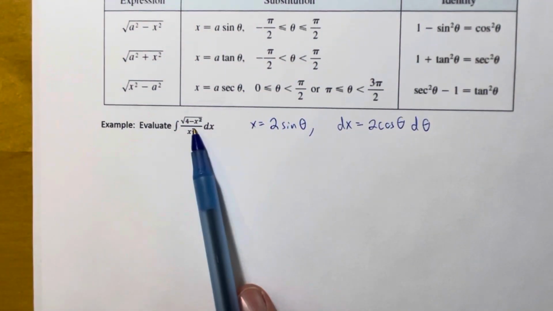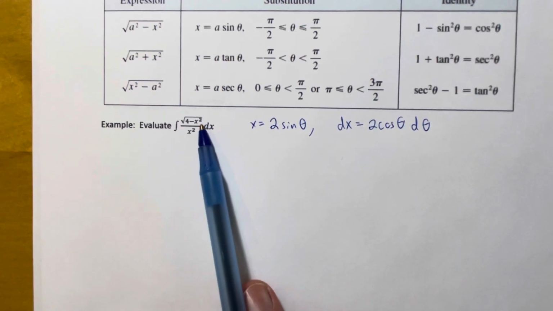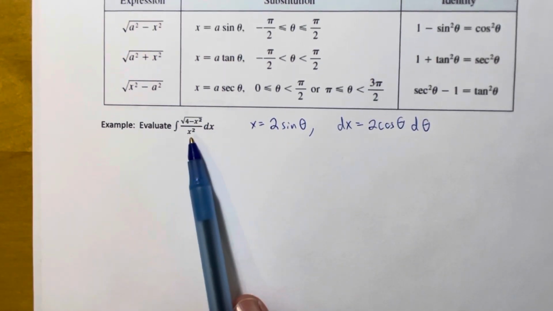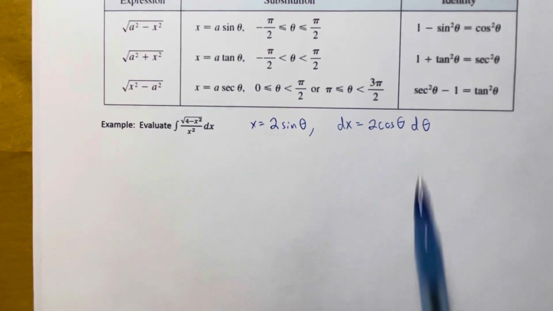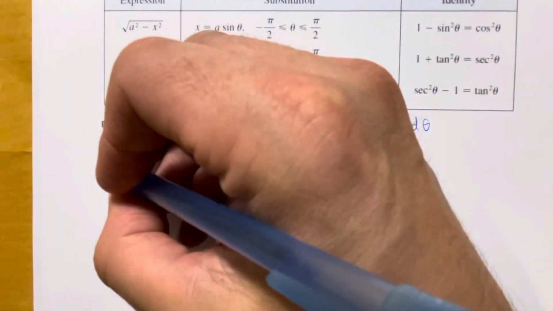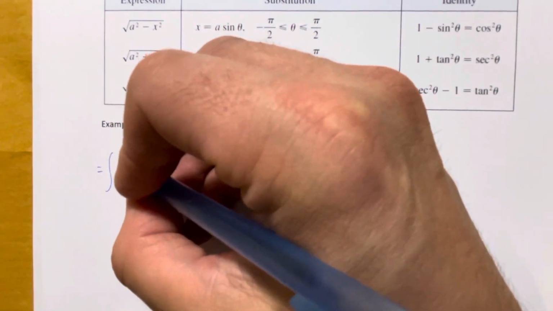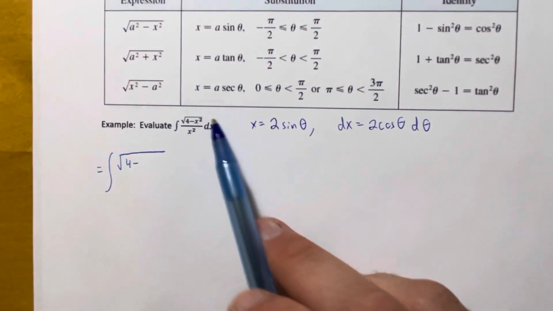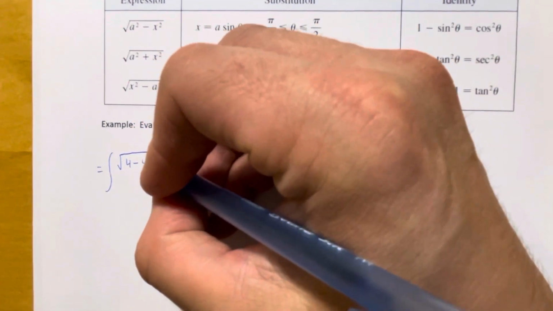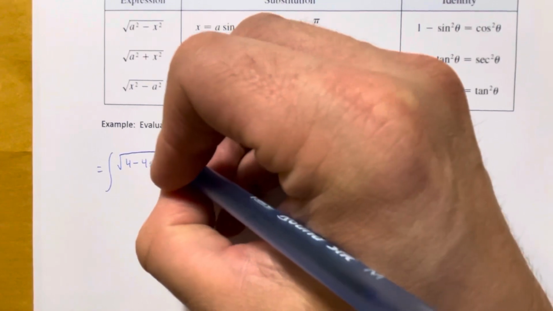So now I'm going to go back to my original integral, and everywhere I see an x, I'm going to substitute 2 sine of theta, and everywhere I see a dx, I'm going to substitute 2 cosine of theta d theta. So this whole thing becomes this. My square root is going to become 4 minus, now for x squared, I'm squaring 2 sine of theta, which is going to become 4 sine squared of theta.